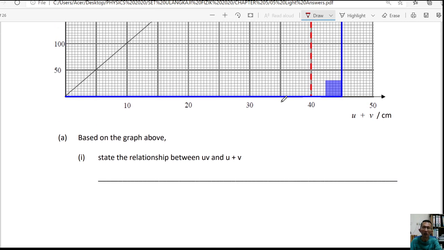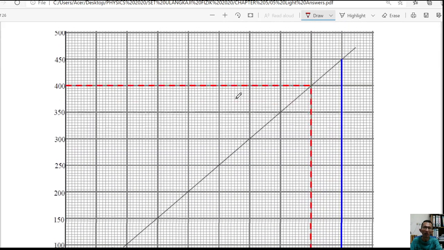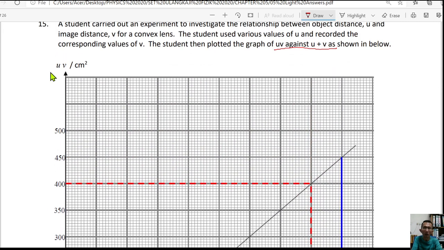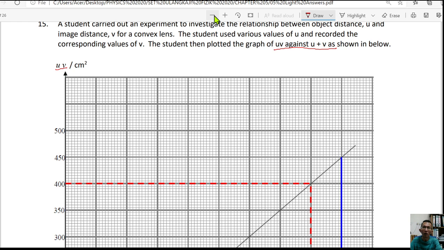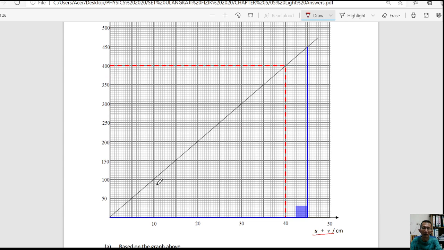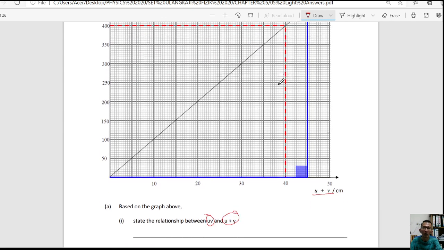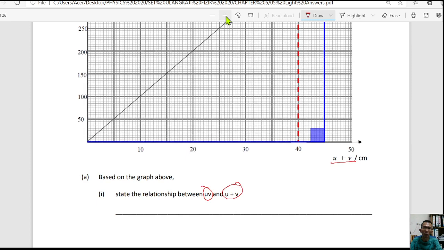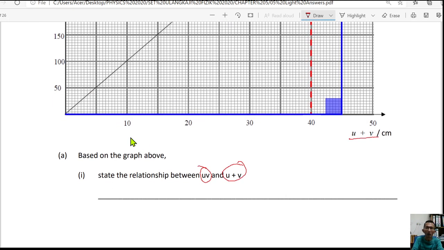The very first question normally will ask you to state the relationship between uv and u plus v. Here is uv versus u plus v. My x-axis is u plus v, and my y-axis is uv. So what is the relationship? We look at the graph. This graph starts from 0, 0, and it is a straight line. So this must be directly proportional.